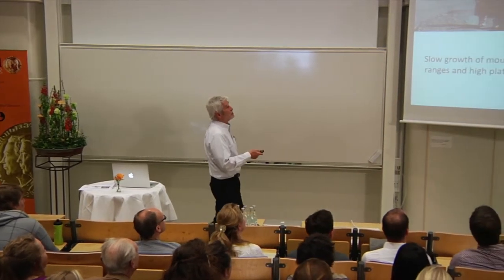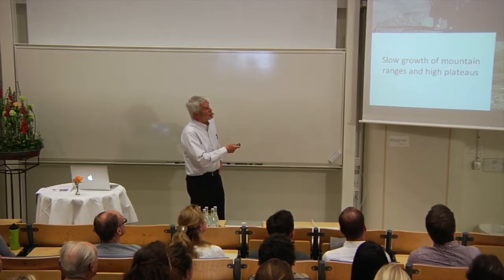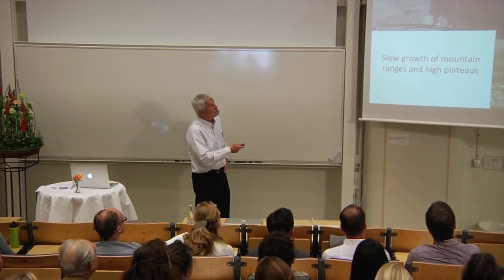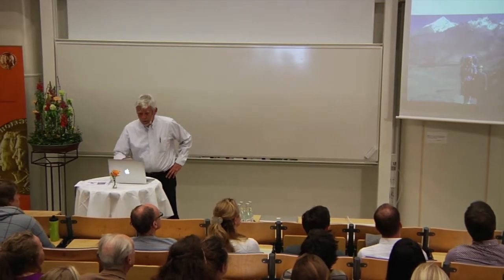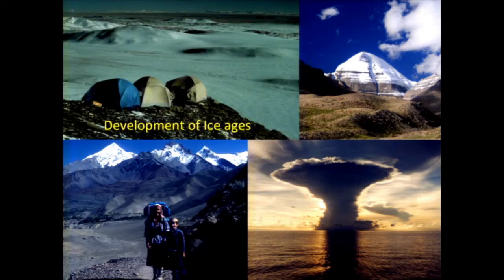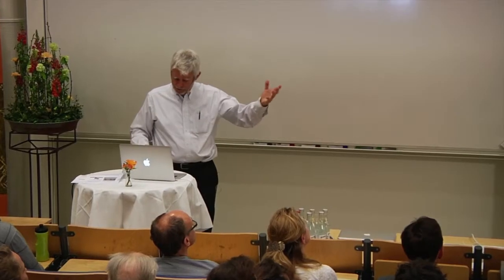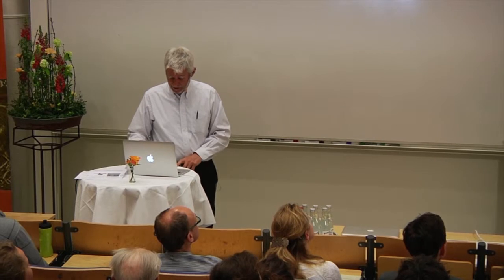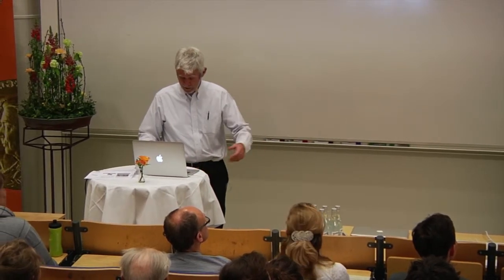So, just to summarize, I've tried to show you something about slow growth of mountain ranges and high plateaus and how that happens. Switched to arguing that rain over tropical islands and over an increasing number of islands will affect our climate, and by increasing the number of islands, we could develop ice ages. This isn't an ice age. This is in Tibet, looking across an ice sheet, a big ice field. But this is the best I can do for a photograph of an ice sheet, at least that I've taken.